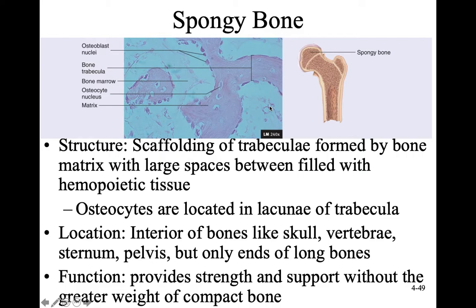And this is where blood cells are going to be formed. Now, a lot of this spongy bone is going to be at the inside of bones, but we see a lot in the skull, vertebra, sternum, pelvis, but we also see it at the ends of long bones. So the femur, the thigh bone, is an example of a long bone, so we're going to see it here at the proximal end, but we'll also see it down at the very bottom at the distal end as well, and we'll see this throughout the rest of the skeleton.